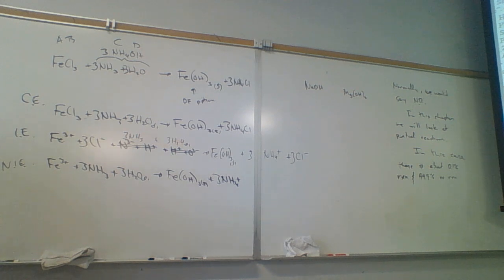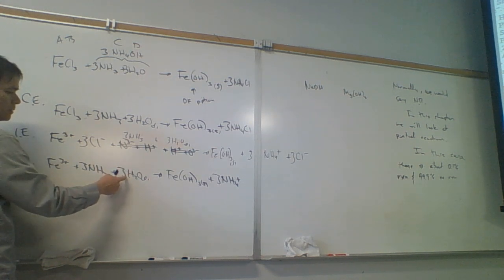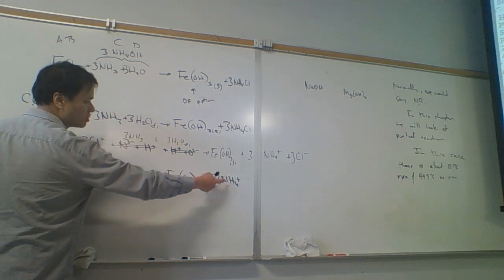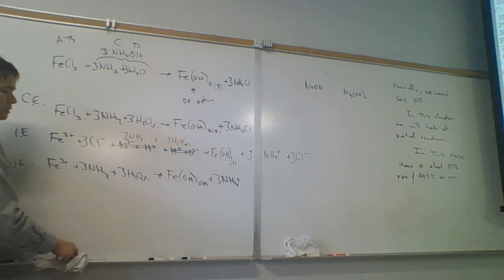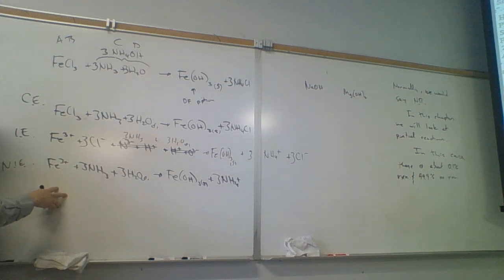We can check the net ionic equation for balance. We check the atom balance first. 1 iron, 1 iron. 3 nitrogens, 3 nitrogens. 9 hydrogens plus 6 is 15 hydrogens. This will be 3 plus 12 is 15 hydrogens. 3 oxygens, 3 oxygens. So the atoms are balanced. But in addition to atoms being balanced, one other thing must be balanced. What is that?